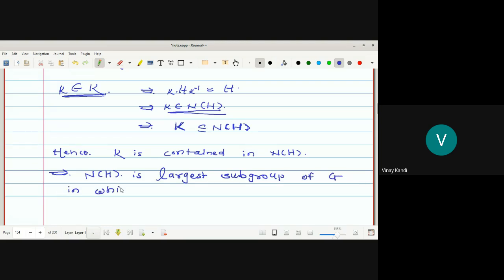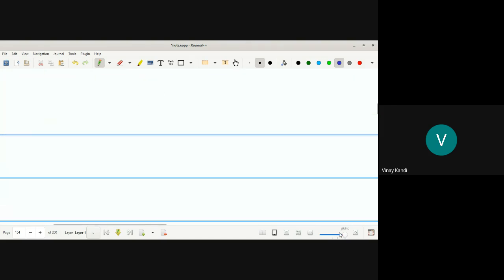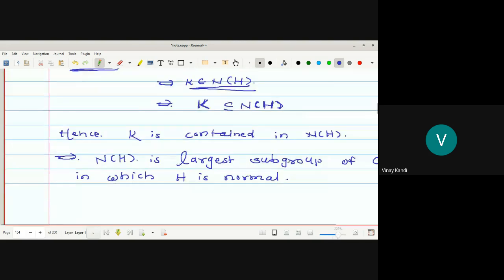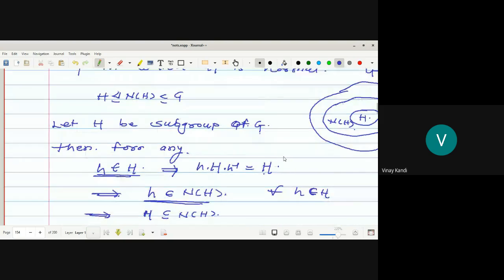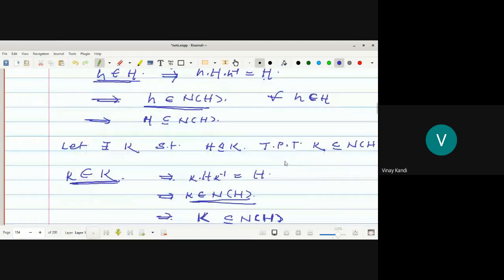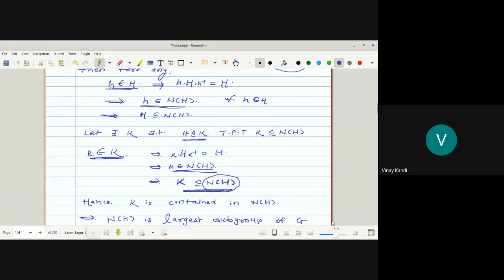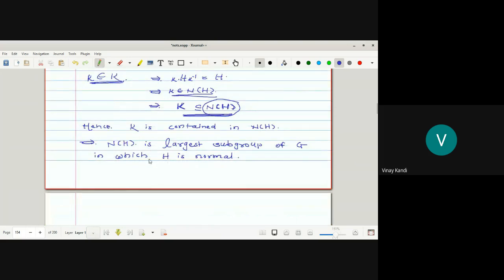Okay, that means if suppose there exists any K such that H is normal in K, then K is contained in the normalizer of H. That means this normalizer of H is the largest subgroup of G in which H is normal. Any doubt up to here?